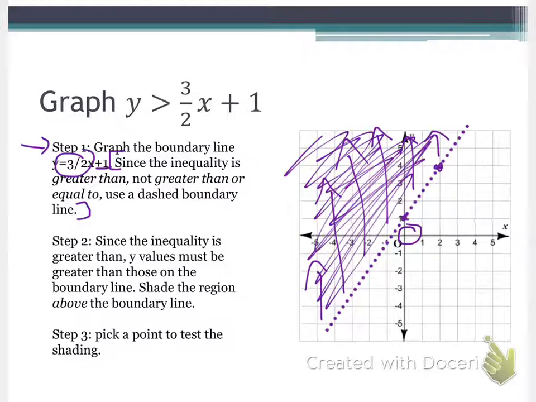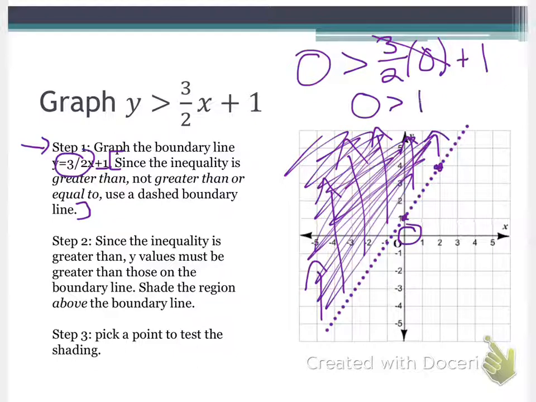So wherever I see y, I need a 0. And wherever I see x, I need a 0 also. So 0 is greater than 3/2 times 0 plus 1. Okay, well, anything times 0 is 0. So we're basically saying that 0 is greater than 1. Is this a true statement? No, because 0 is less than 1. So because this is not shaded where 0, 0 is, we are good. We can put our check on that problem, and we can move on.